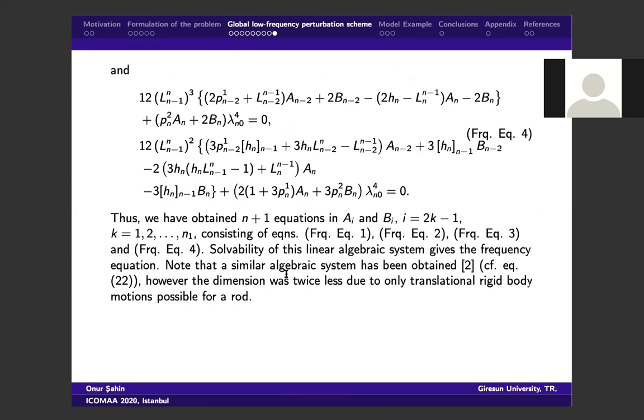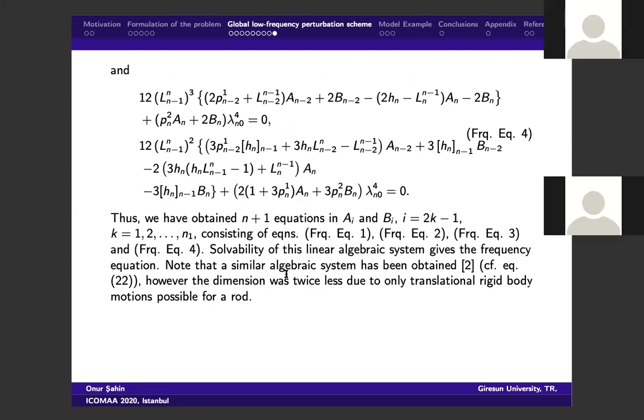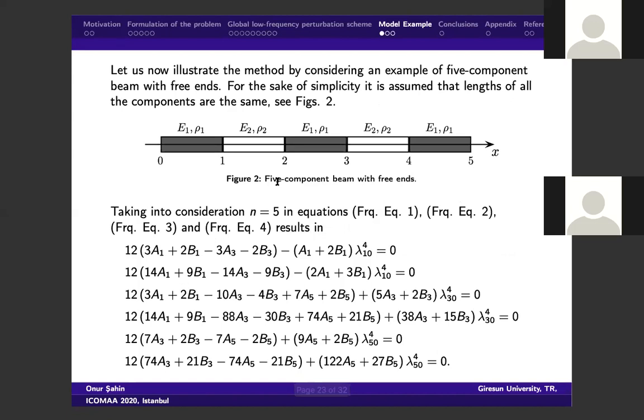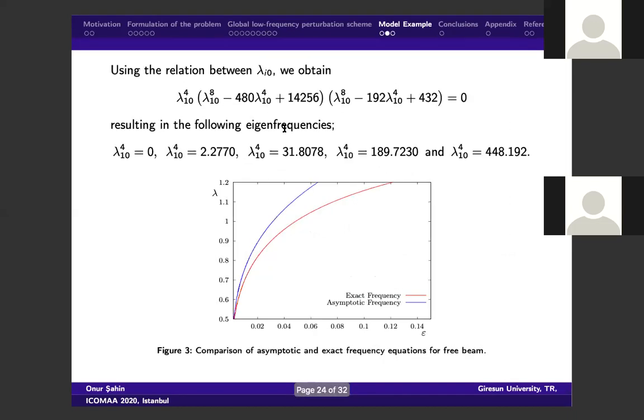We note that a similar algebraic system has been obtained for the multi-component rod in reference 2. However, the dimension was twice less due to only translational rigid body motion being possible for the rod. Here we give an example. We considered a 5-component beam with 3 ends. Taking into consideration n equals 5 in the above formula, it gives us these 6 equations. And from here, using the relation between the frequencies, we obtain the equation, and the eigenfrequencies can be obtained from the solution of this equation.